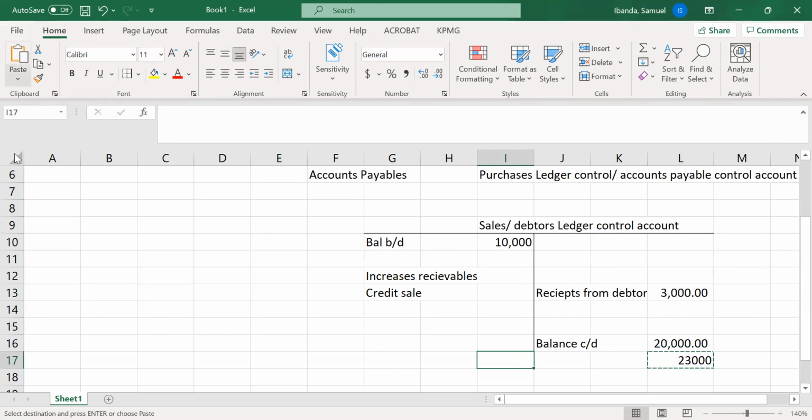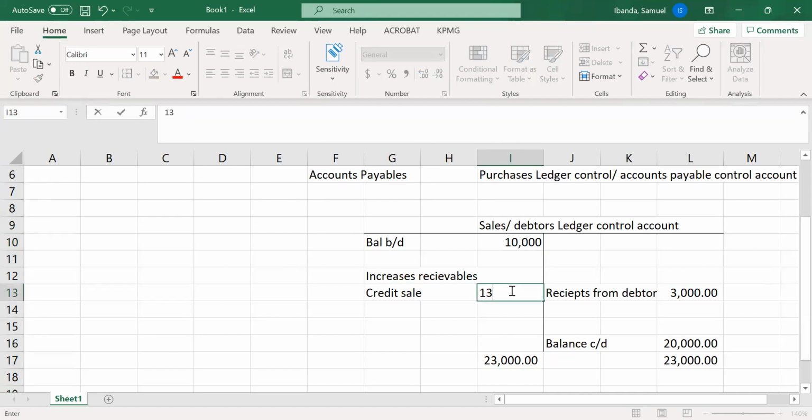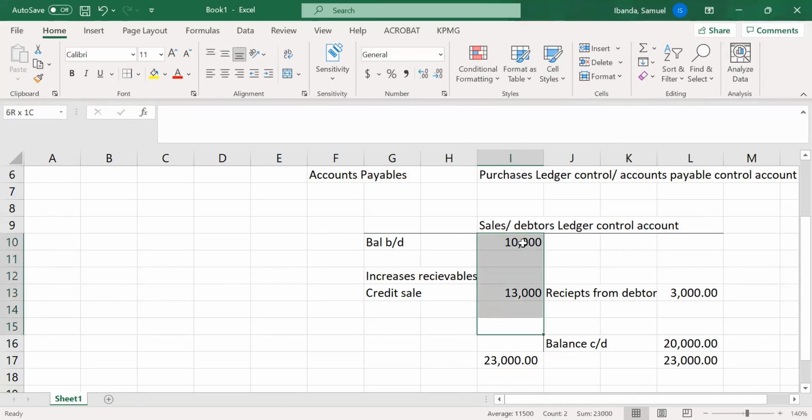So ideally, this side should also have 23,000. But because it doesn't have 23,000, it means that I have to get the balancing figure. So the balancing figure will be basically this minus the total of what is on this side. Now here I only have one item, which is the 10,000. So it means that 23,000 minus 10,000 basically gives me 13,000. So when you look at this, it now balances.